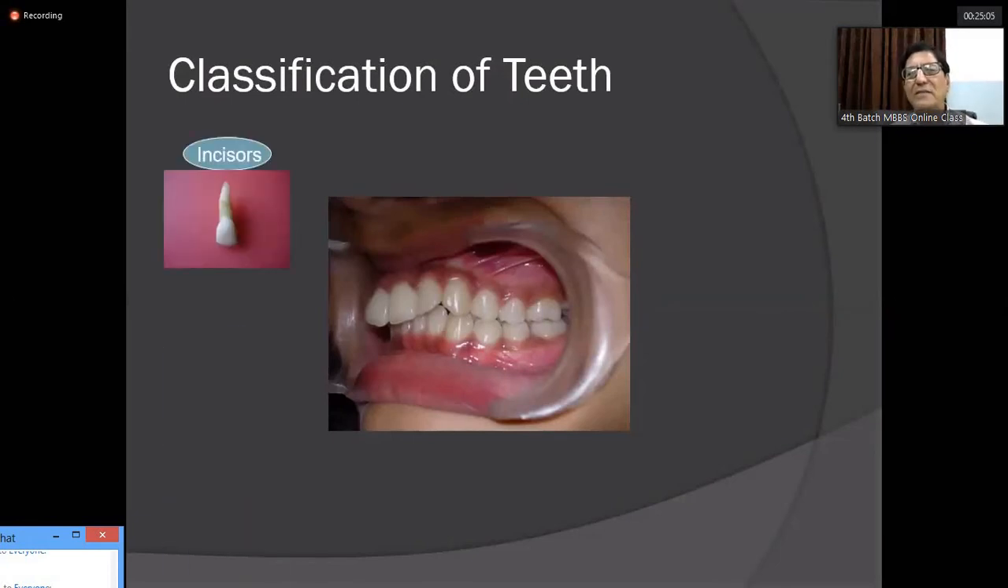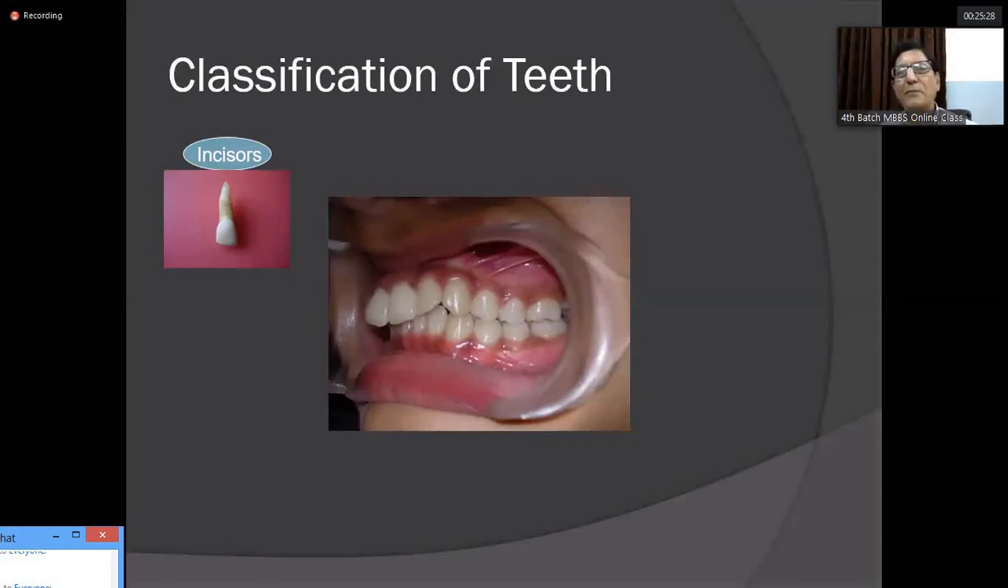Incisors, number 1. Class number 1 is incisors. What do you mean by incisors? You already know, to incise means to cut. You are the medical doctor. So you go to the OT and you see your teachers incising tissues with the help of a knife. What do you do when you operate on soft tissue? First, you incise it. Okay, cut it.